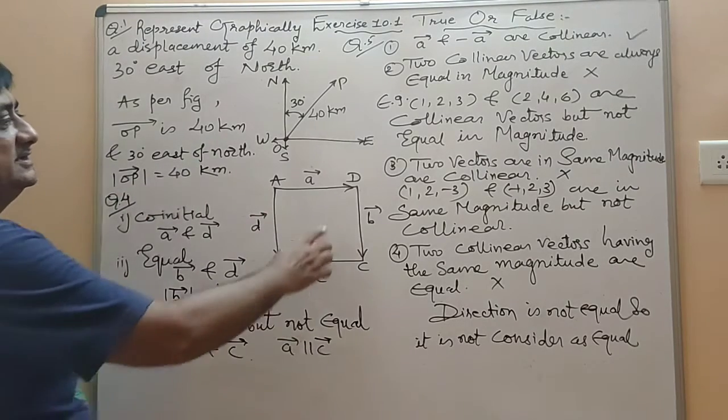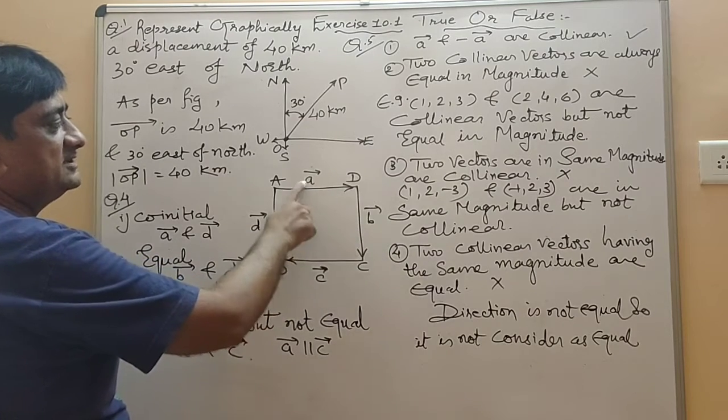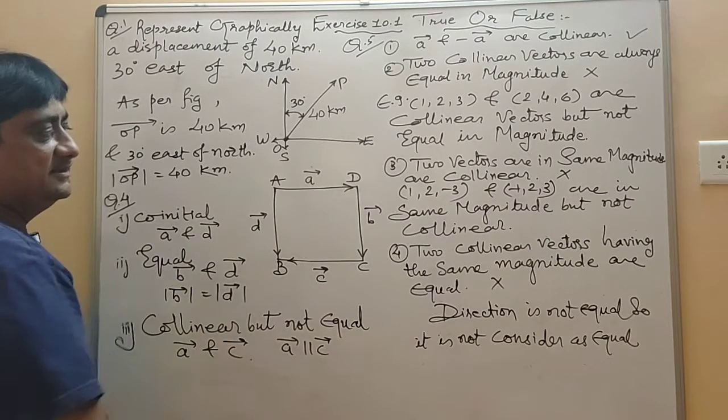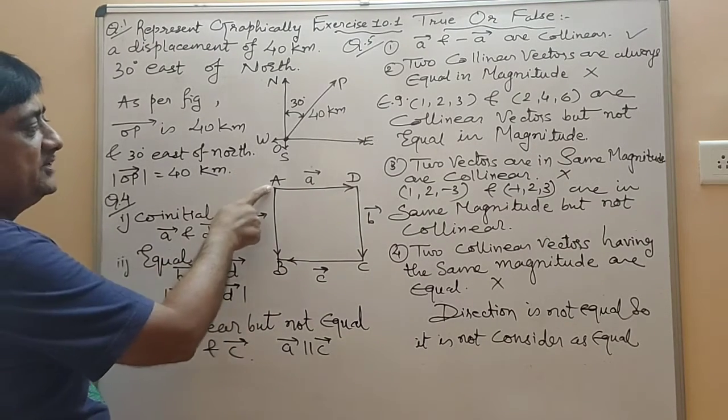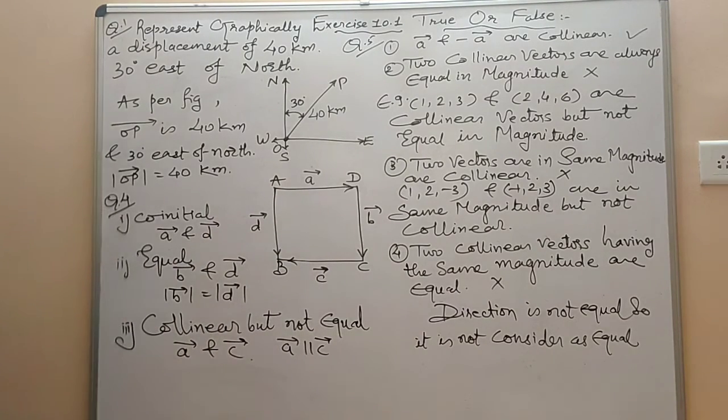Now see, B is not the starting point of B; it is the ending point of A. So only point A is the starting point of A and B. These two vectors have the same starting point.